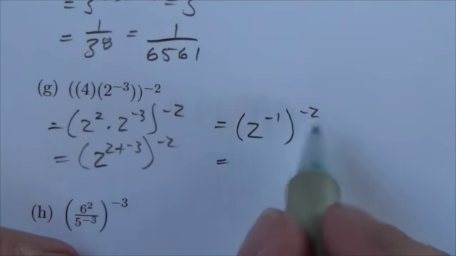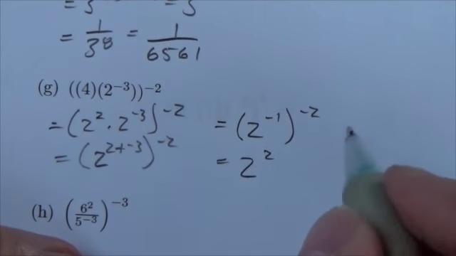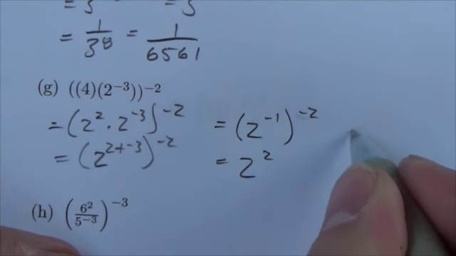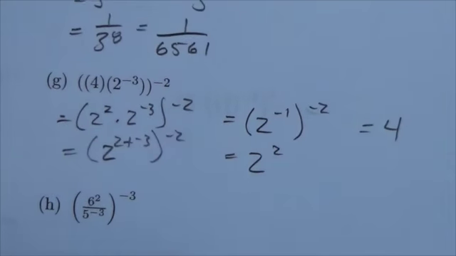And I've now got a power of a power. You just multiply exponents. That becomes 2 squared, because negative 1 times negative 2 is just positive 2. And that answer is just 4. That's kind of a nice way to end that.